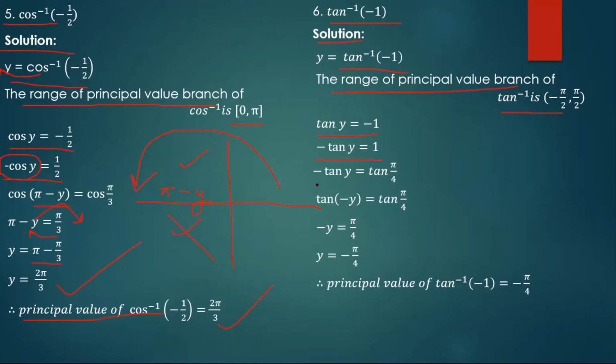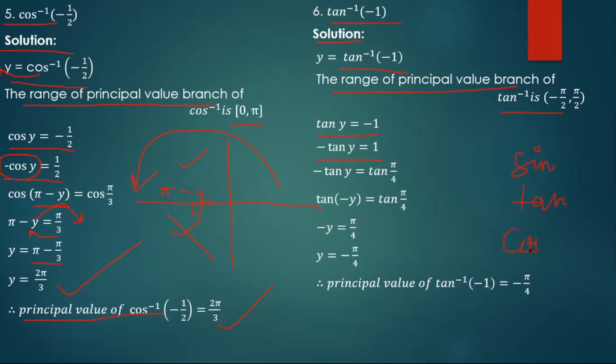See, in the case of cos, you'll have confusion about why in tan we didn't take the quadrant. I'll tell you, in the case of sine, then tan, and cosec.